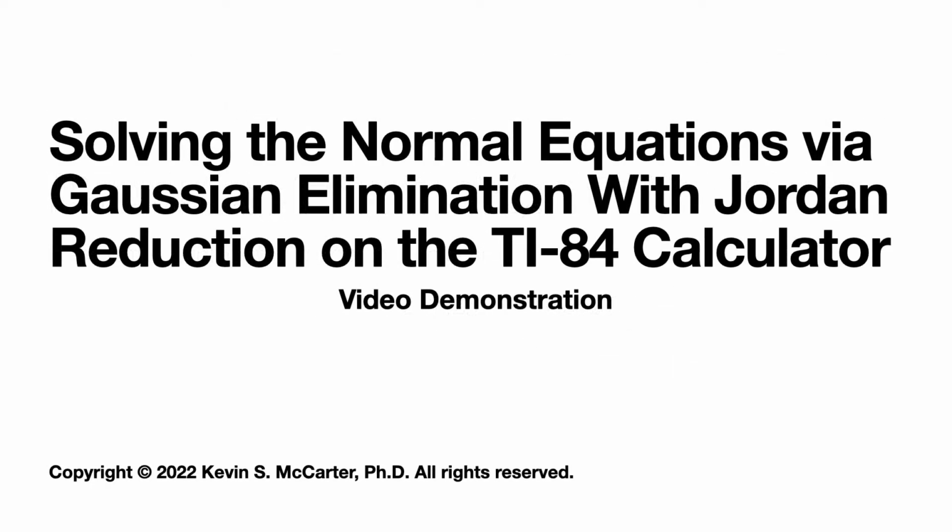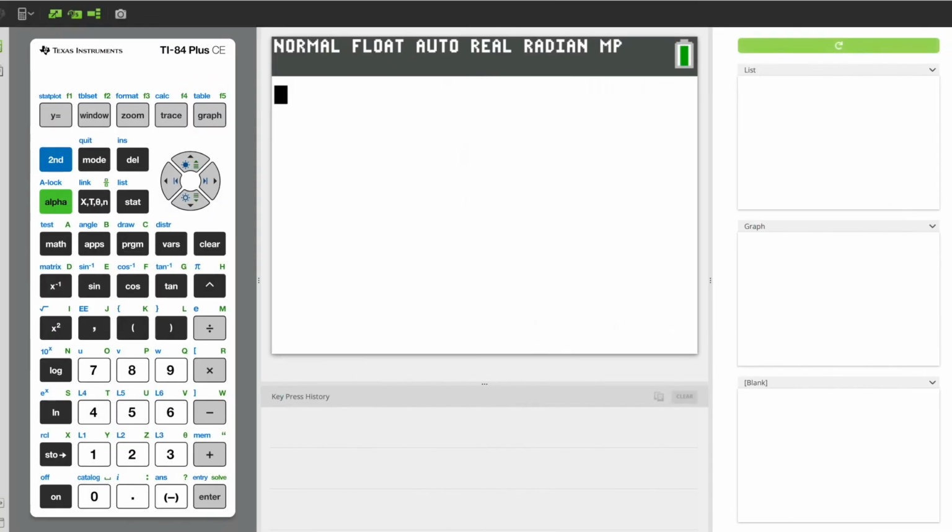All right, so what we're going to do next is hop into a demo where we solve the normal equations via Gaussian elimination with Jordan reduction on the TI-84 calculator. So let's take a look. All right, so let's see how we can solve the normal equations on the TI-84 calculator.